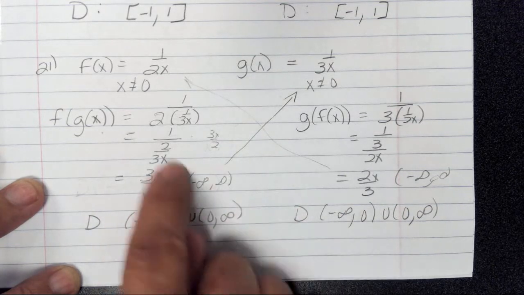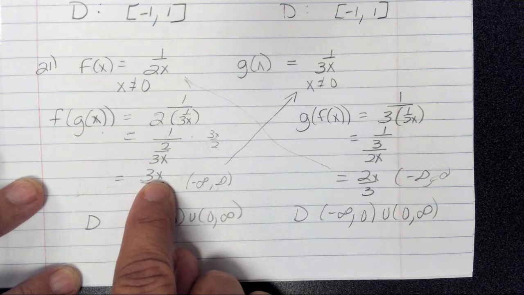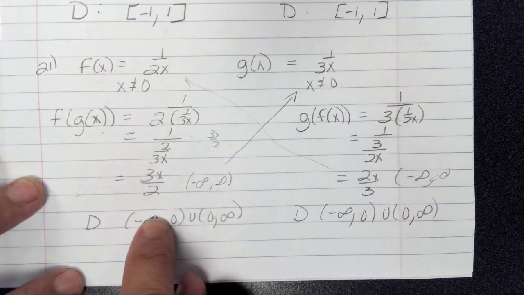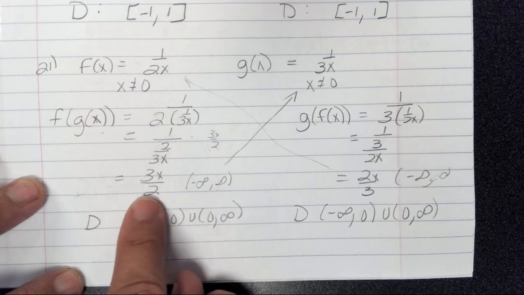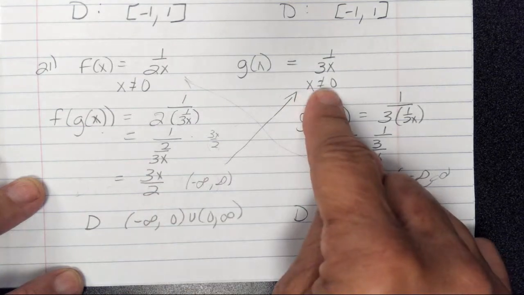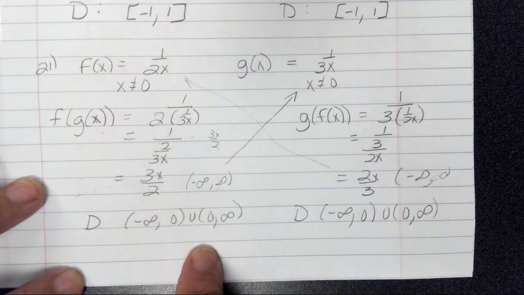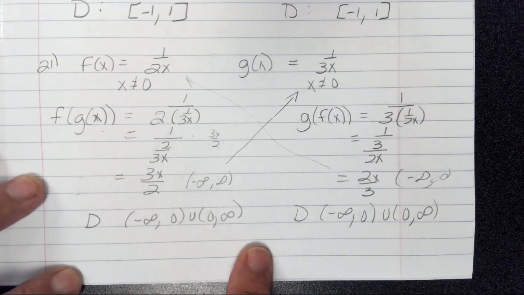What does 3x over 2 graph? Think about it. It's real simple. What does 3x over 2 graph? A line, right? So line has no restriction. That has not equal to 0. So with that and that, it becomes not equal to 0. So negative infinity to 0, 0 to infinity.